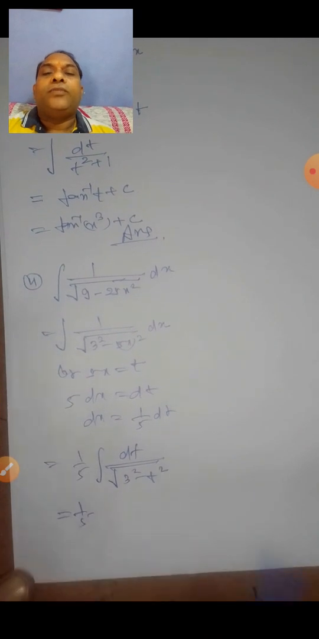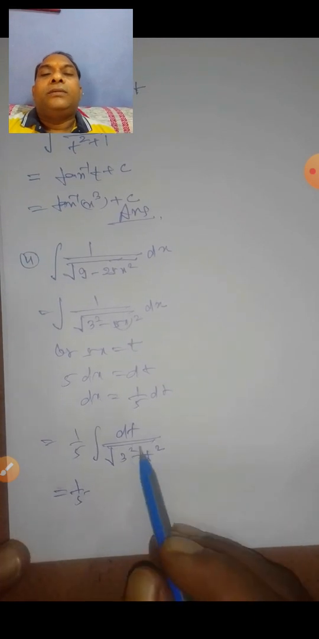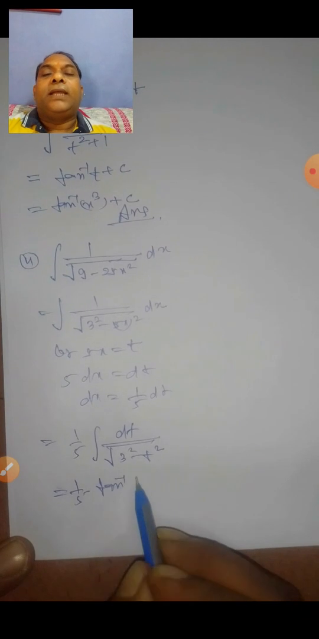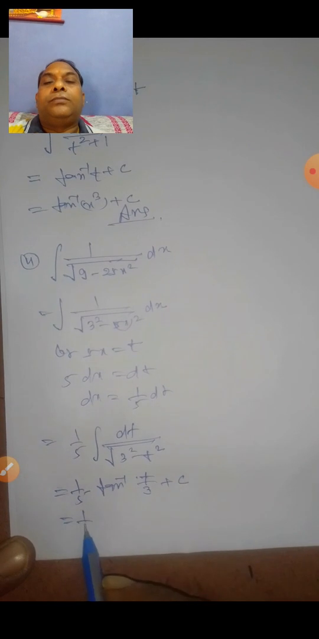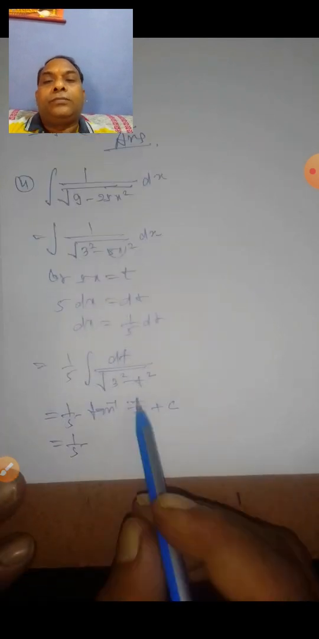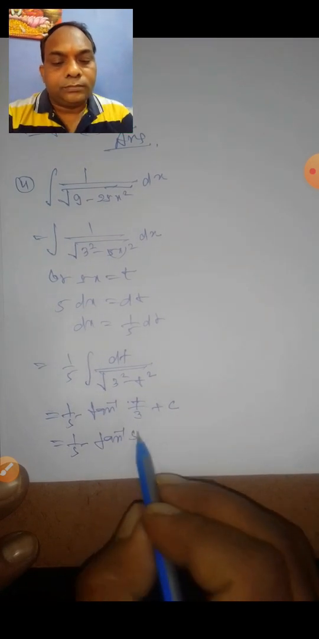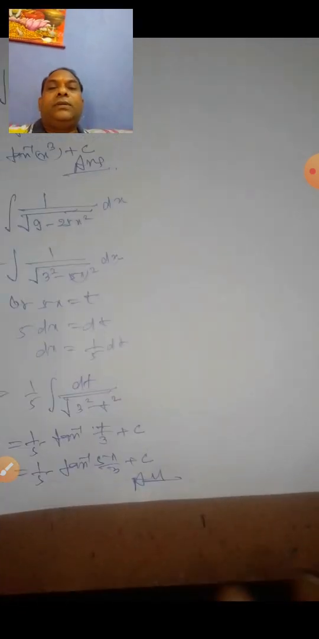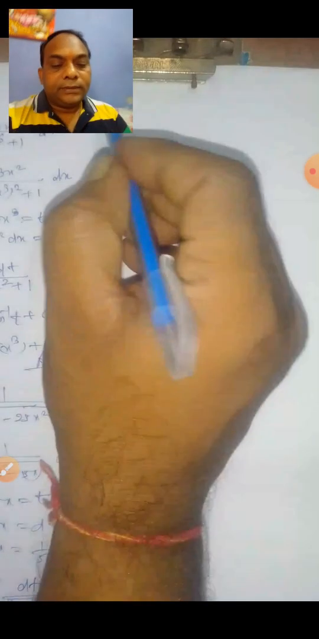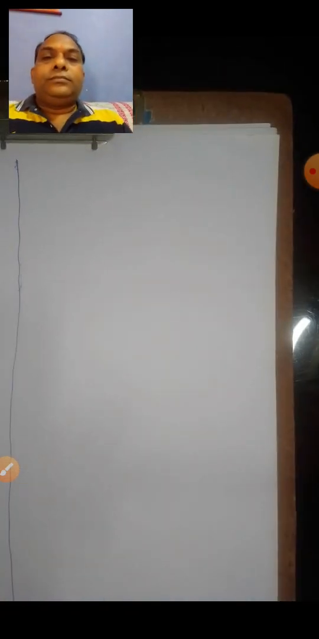Now use the formula of integration dx upon root a square minus x square, which will be equal to sin inverse t by 3, and put the value of t.